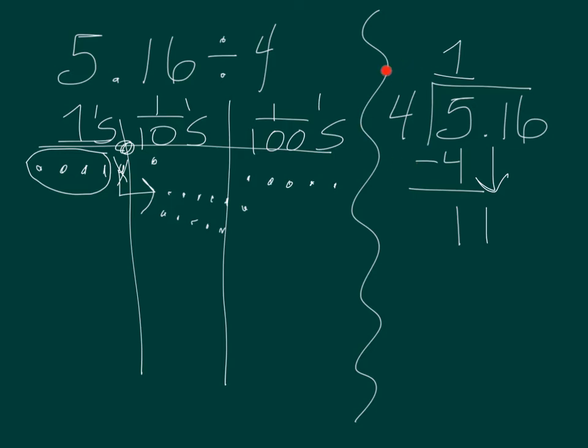How many groups of 4 can I make out of 11 tenths? Let's see. I could make one group, 2 groups, and then I have 3 left over. Okay, so over on my standard algorithm, I was able to make sure we carry our decimal point. I was able to make 2 groups, so I used 8 tenths, but I have 3 left over.